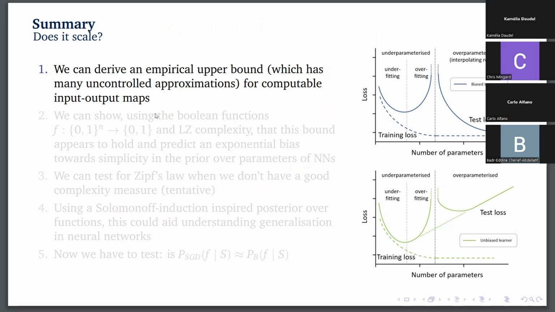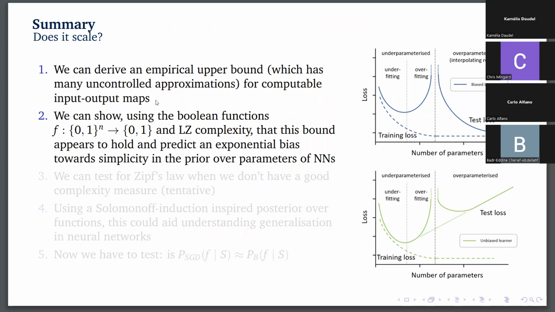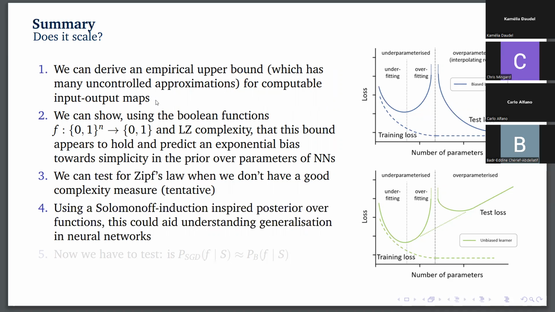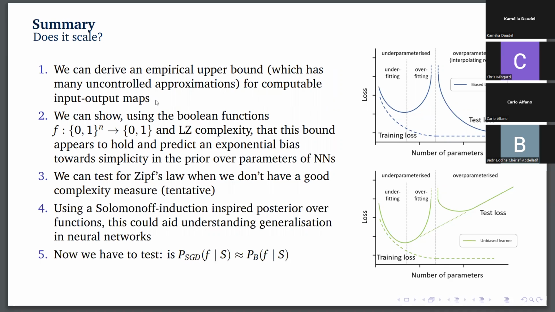And then I'll try and skim through this really quickly because we've only got a couple of minutes. So in summary, we've got this empirical upper bound. We can show using these Boolean functions and measures of complexity, this bound appears to hold somewhat, and predicts qualitatively the right behavior. We get Zipf's law, again, very tentatively because there are some very uncontrolled approximations in the formulas. And again, using the Solomonoff induction inspired posterior of standard Bayesian neural networks, this could help us understand how generalization works. And now we have to test, is the probability of finding a function with SGD similar to this idealized Bayesian learning agent.